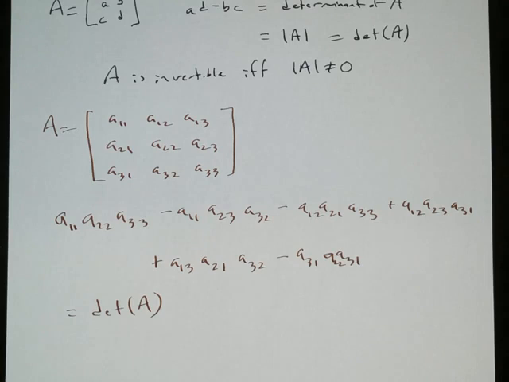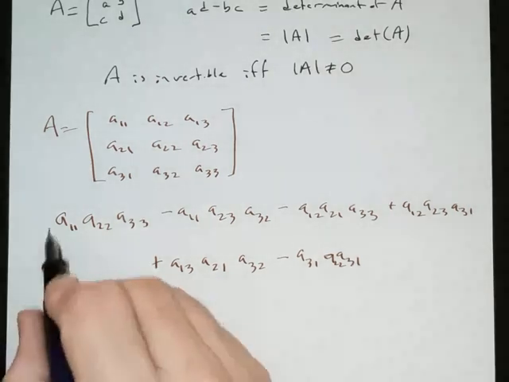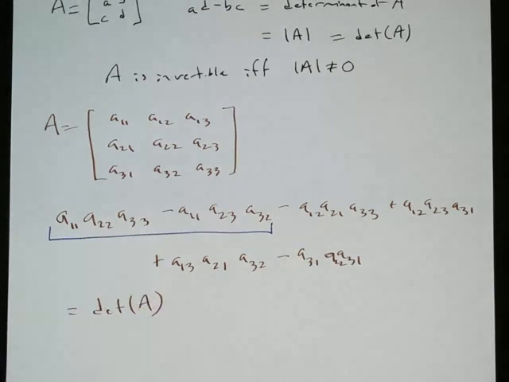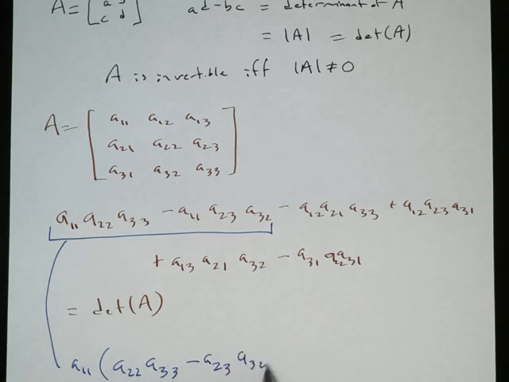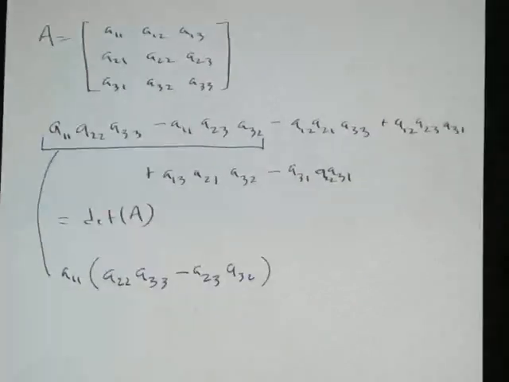All right. Since I already told you this is disgusting and I hate it, there's got to be a better way to deal with this. And let me look just at the first two pieces of this. Those have A11 in common, right? If I were to factor that A11 out, I would have this expression, right?